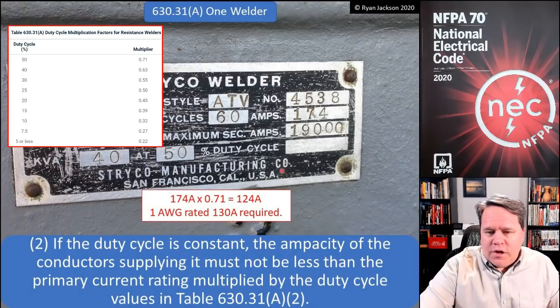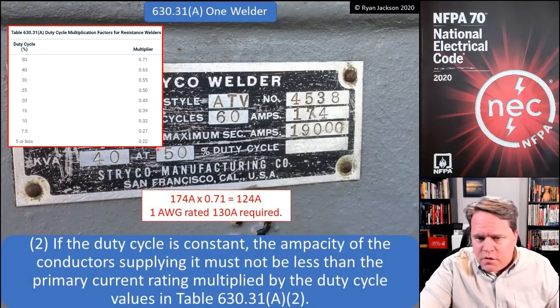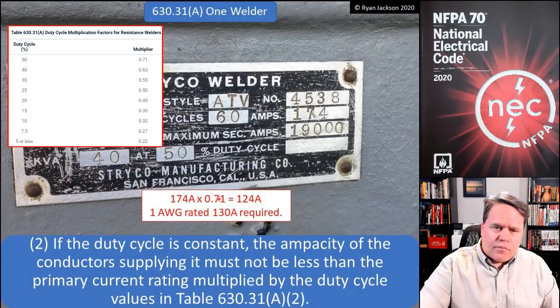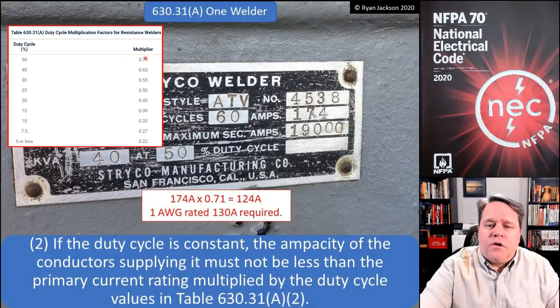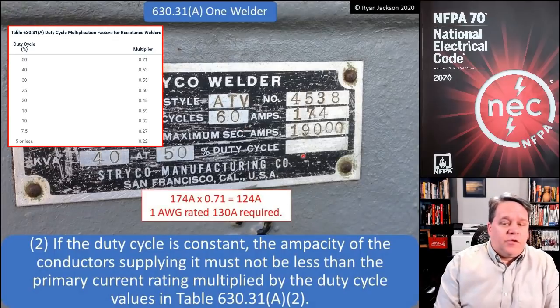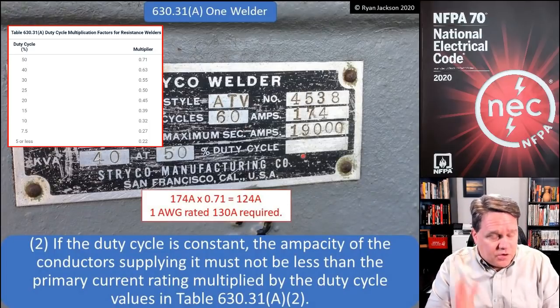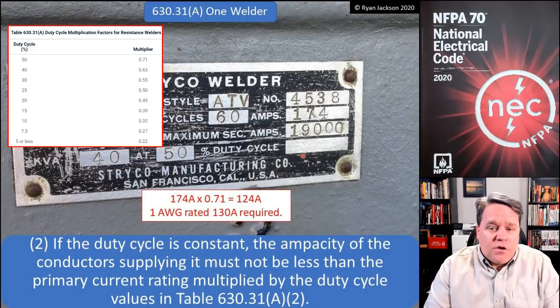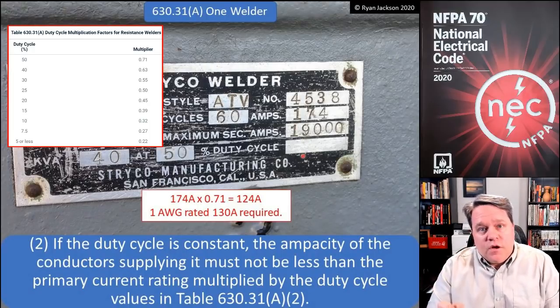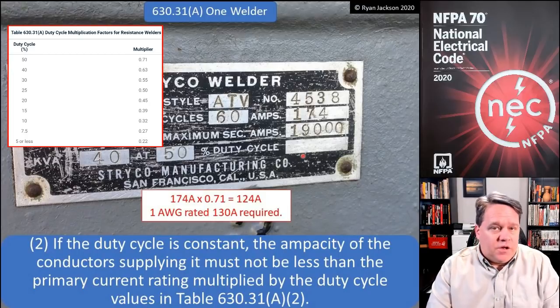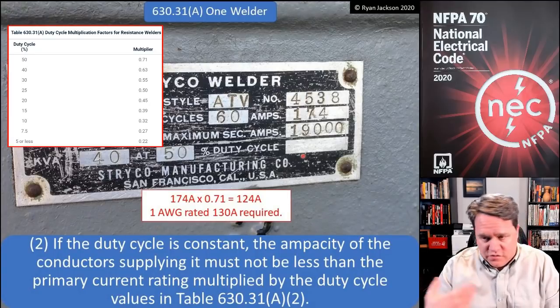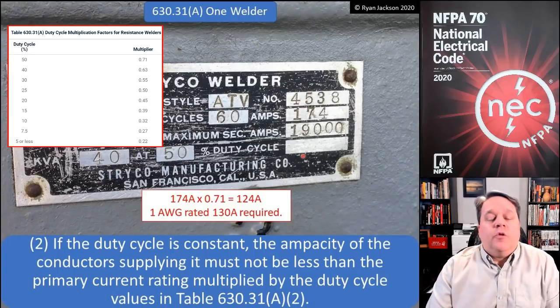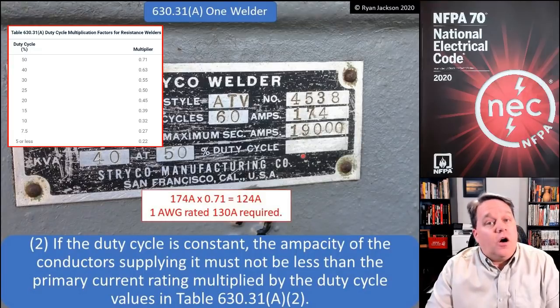So here on our nameplate, it says 174 amps, 50% duty cycle. If I go to Table 630.31(A), it says that the demand factor is 0.71 for a 50% duty cycle. So I'm going to take my 174 amp nameplate, multiply it by the 0.71 demand factor, and that leaves me with a requirement of 124 amps for the conductor. So I need a conductor that can carry 124 amps. I would use the 75-degree column, and that would be 1 AWG copper, which is rated 130 amps.